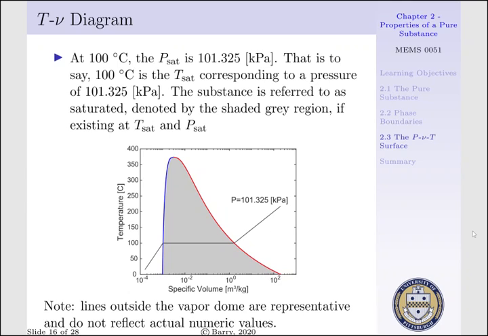Now note on our TV diagram that we have a line of constant pressure that extends from the bottom left and rises to the top right until we intersect our saturated liquid curve. Then we move across our vapor dome in a horizontal fashion, both in a constant temperature and constant pressure process until we reach our saturated vapor curve. Then we move outside our vapor dome up and to the right, following a line of constant pressure. Now note in this illustration that the lines outside the vapor dome are representative and do not reflect actual numeric values between the relation of pressure, temperature, and specific volume. This is an illustrative diagram for everything outside our vapor dome.